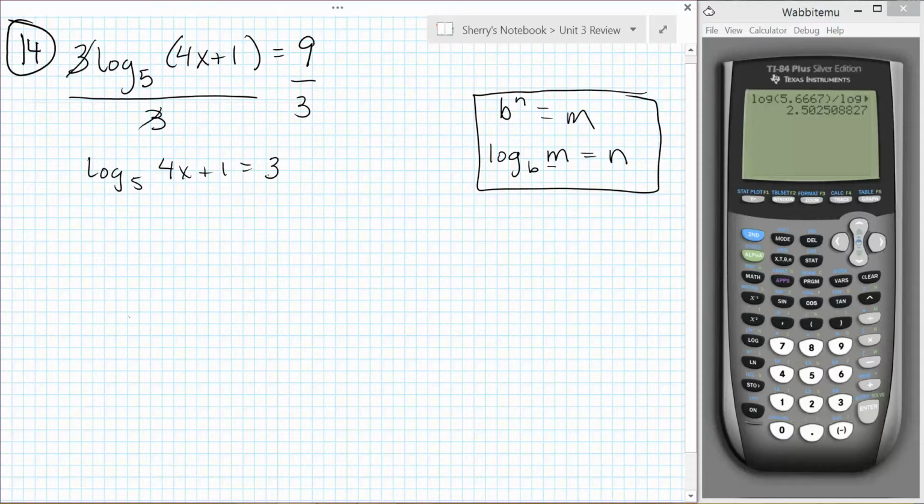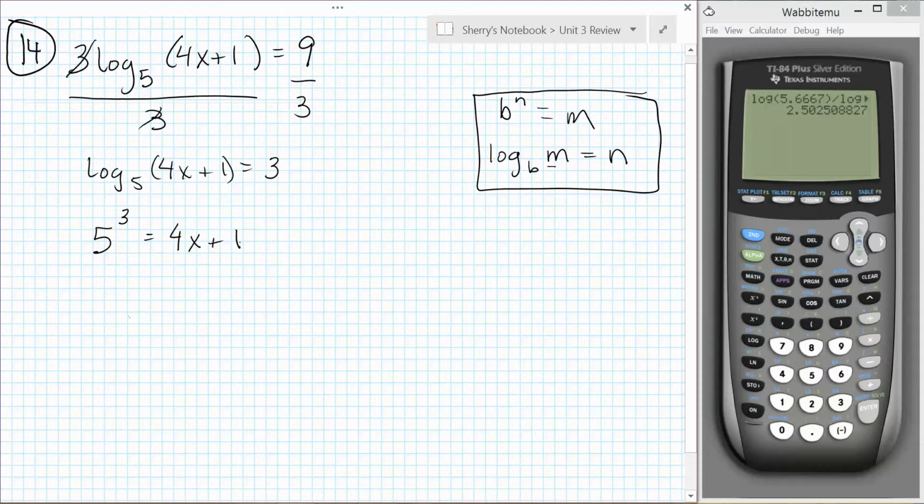just 3. Now I have the log of a base of something equals another value here, so I can switch it to exponential form. The base as always goes on the bottom, zigzag over to the other side of the equation to get the exponent, and then that's going to be equal to whatever was inside the log, which in this case was 4x plus 1.